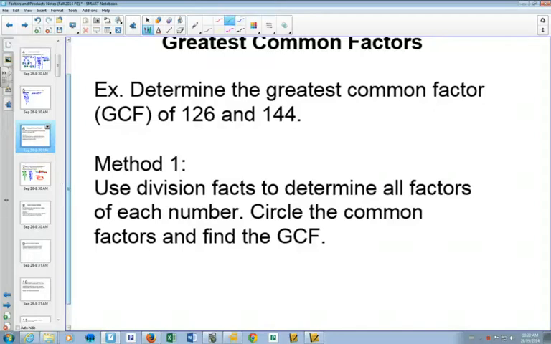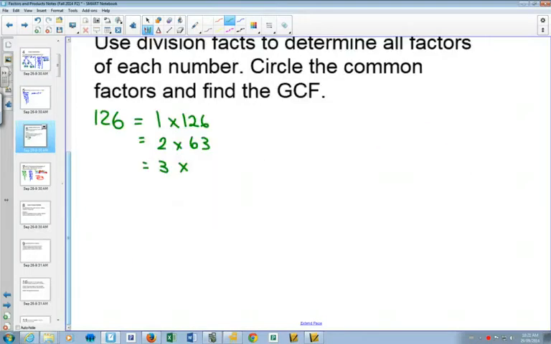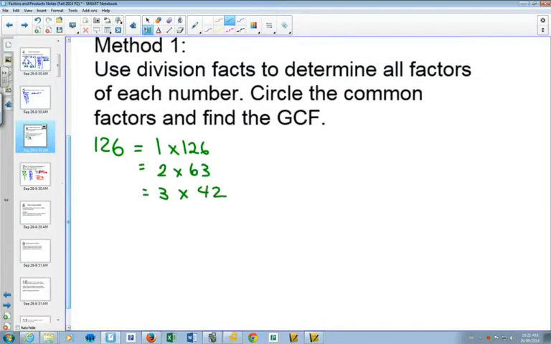What you have to do in method 1 is you think, well, 126 is 1 times 126. It's equal to 2 times 63. It's equal to 3 times 42. It's not equal to 4 times anything, 5 times anything, 6 times 21. And you need your calculator, and you keep listing them all. It's going to be 7 times 18.